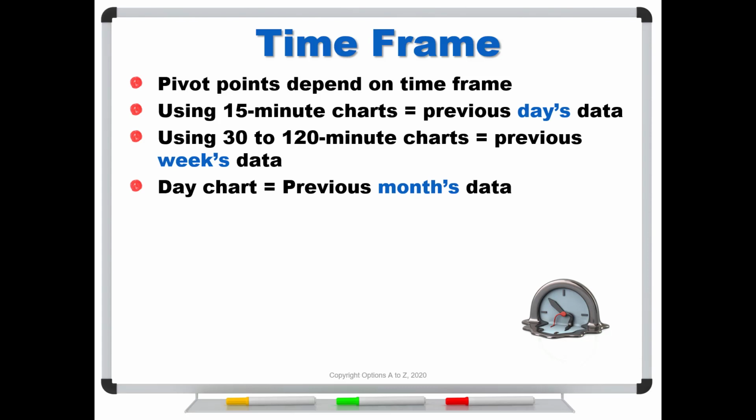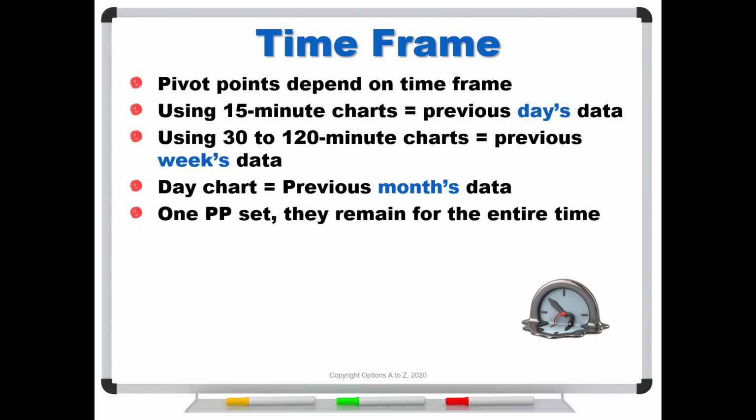the previous month's data. So it's important to understand that once these pivot points are set, they remain for the entire time. So for instance, if you're using a 60-minute chart, falls in this time frame right here, you are going to be looking at the previous week's data. And that means that your pivot point, your support 1, 2, and 3, and your R1, 2, and 3 are going to stay fixed for the entire week. If you're using a day chart, again, it's using the previous month's data, so it's going to remain fixed for the entire month. That pivot point, those support and resistance points, are not going to change for the entire month. And then when the new month rolls around, then it will do the recalculations.